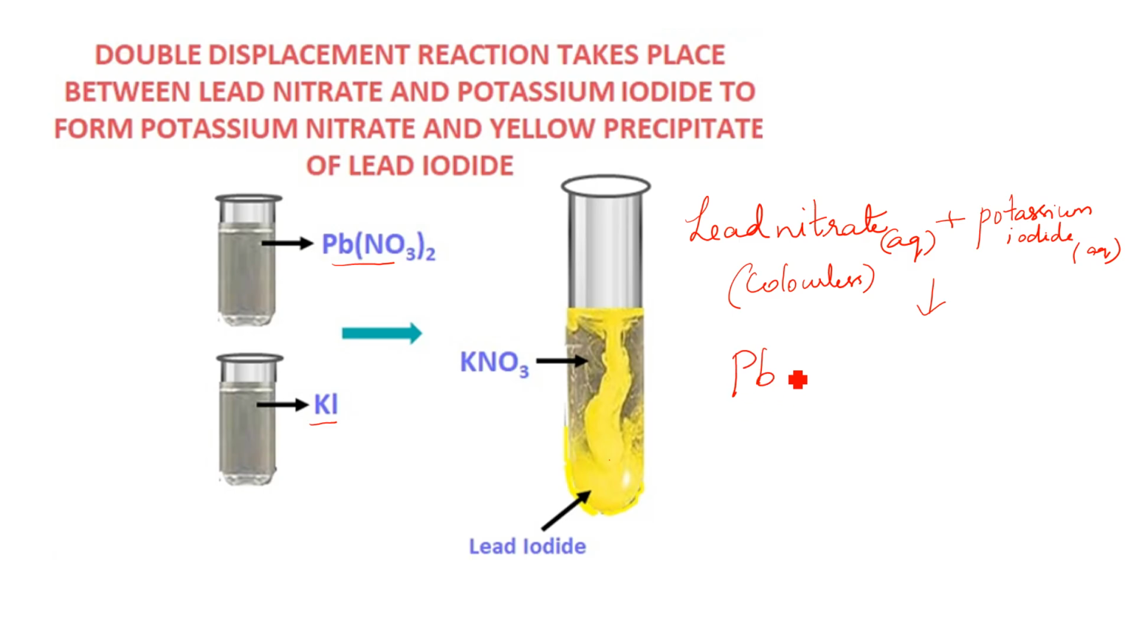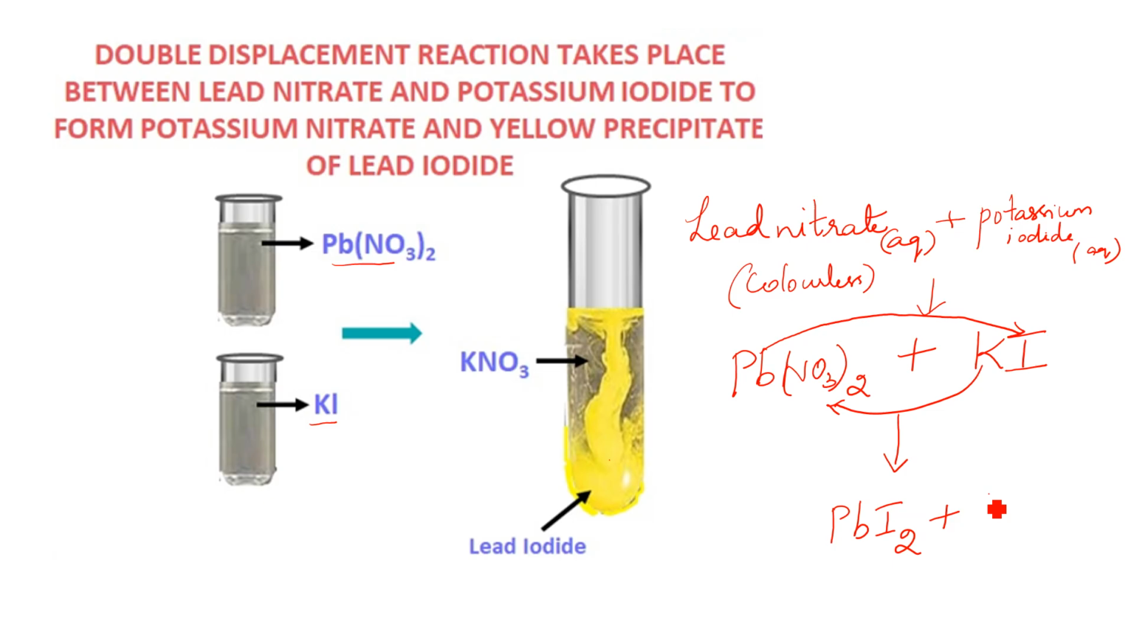So here lead nitrate is Pb(NO3)2, and the formula of potassium iodide is KI. These two react to form: Pb combines with I to form PbI2, and K and NO3 react to form KNO3. Now PbI2 is the yellow color solid. You can see this in the diagram, yellow color solid. So this is the precipitate. The solid is the precipitate, and potassium nitrate is also formed.